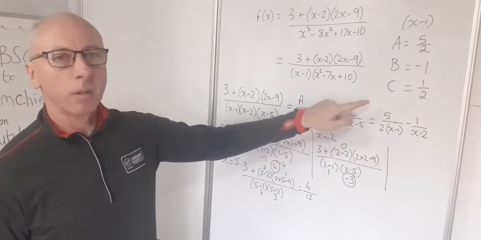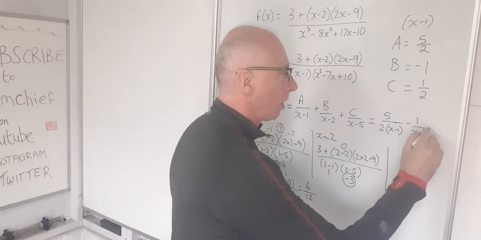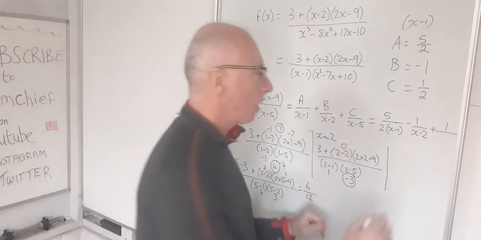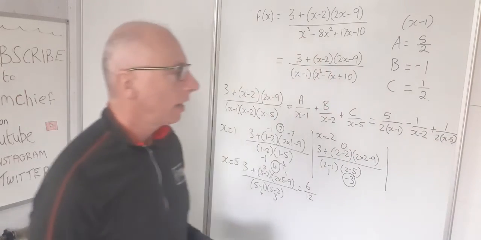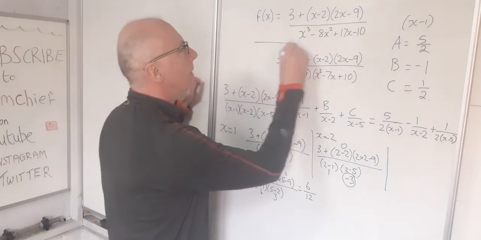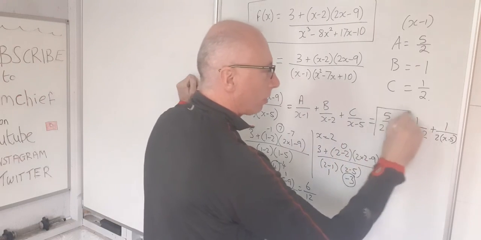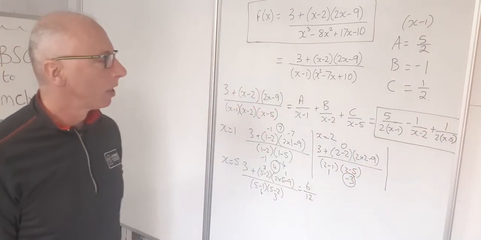And then my c coefficient is a half. So I've just changed the c on the numerator to a 1. Notice that it's positive, and it's 2 times x minus 5. That's how I get my half in there. Okay, that's my partial fraction decomposition of this term here. So this f of x then turns into that after partial fraction decomposition.